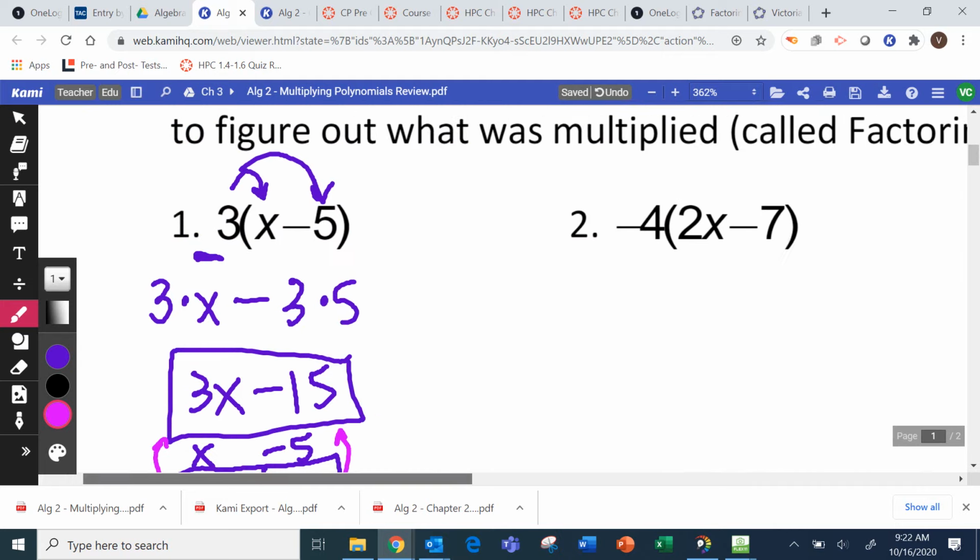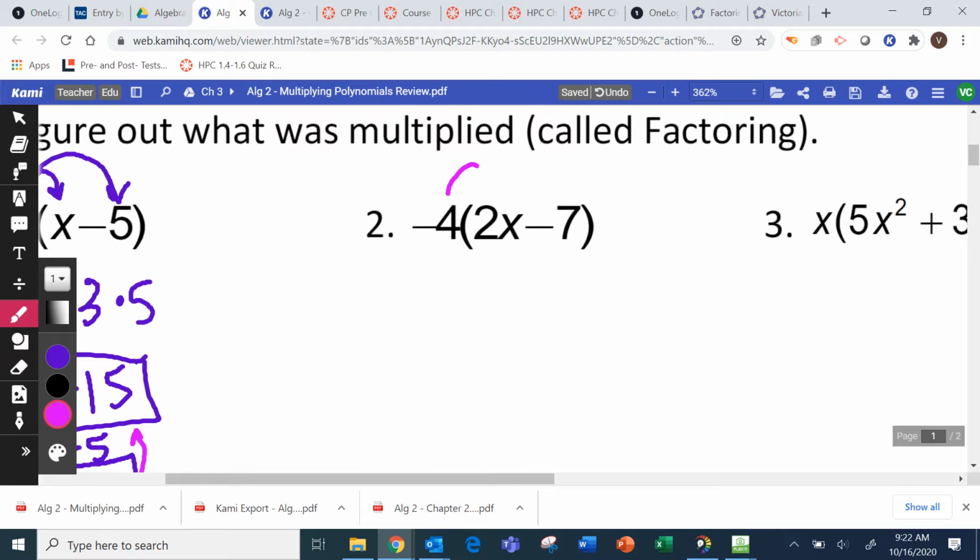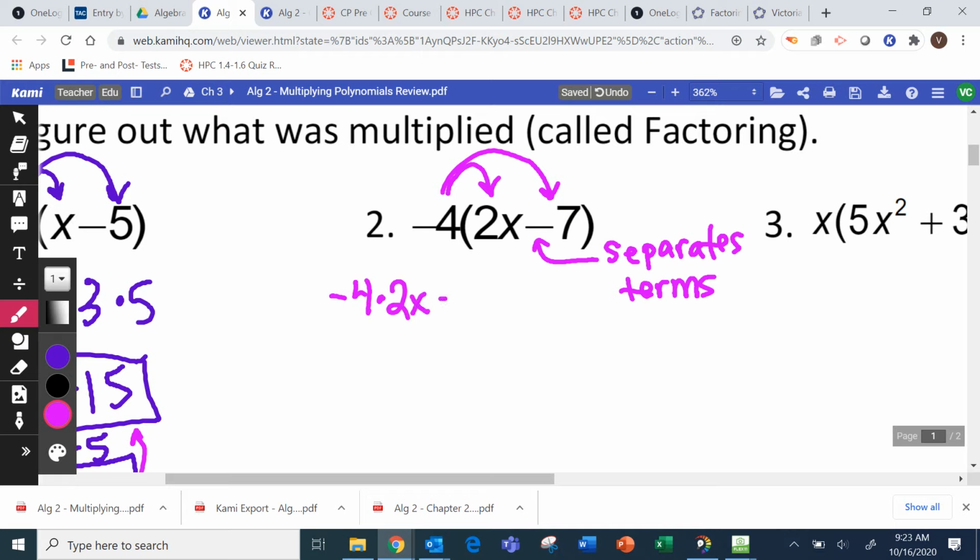So the second question, same thing. We could distribute rainbows. Rainbows are separated by plus or minus signs. So we have to only do it once to each term. And I would get negative 4 multiplied by 2x, and then minus negative 4 multiplied by 7. And we simplify all of that, so we get negative 8x plus 28.